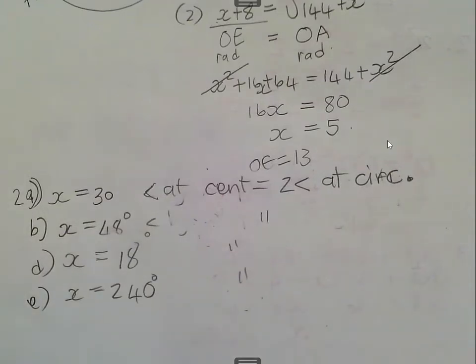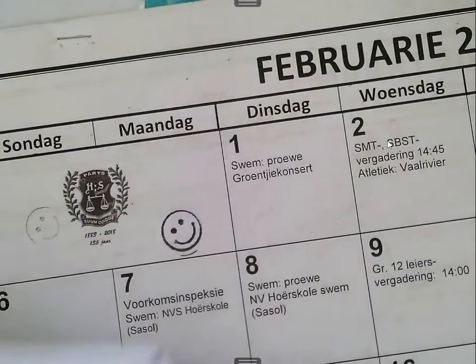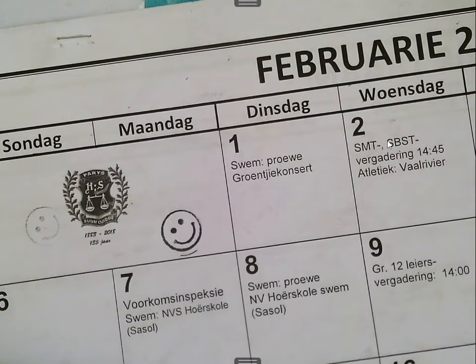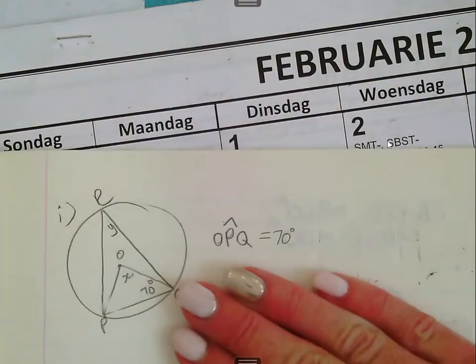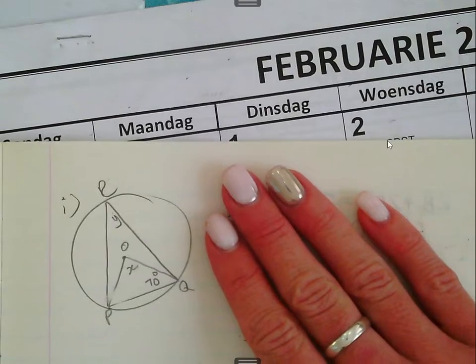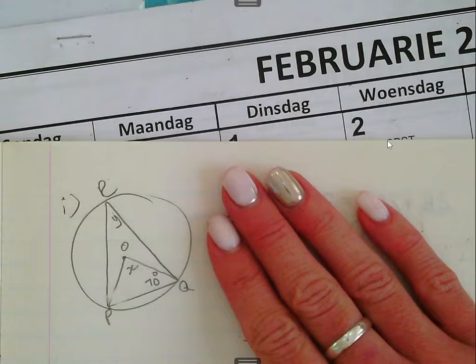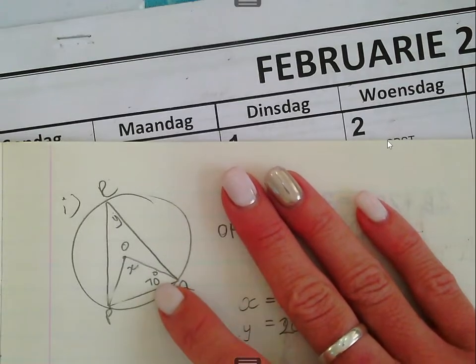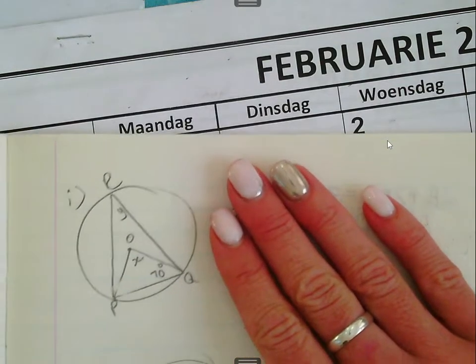And then I. Alright, the first one there, it was given that that Q angle is 70 degrees. You have to find X and Y.